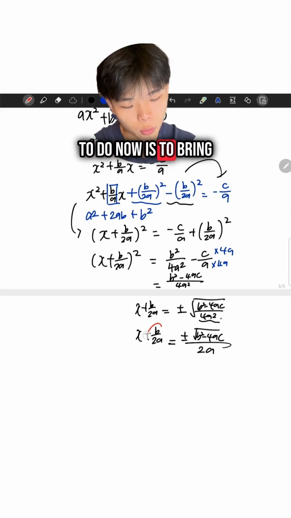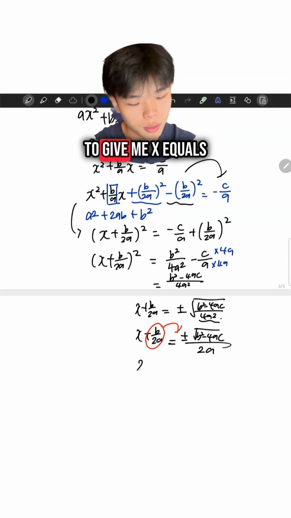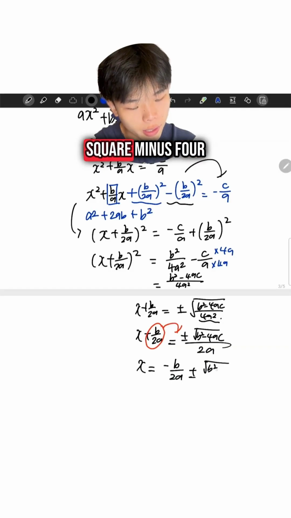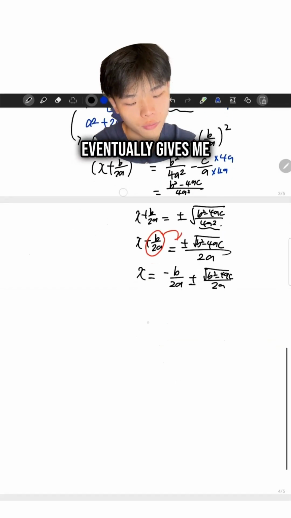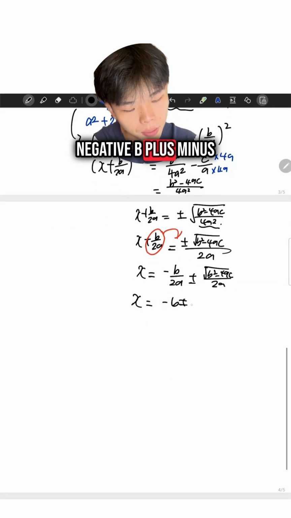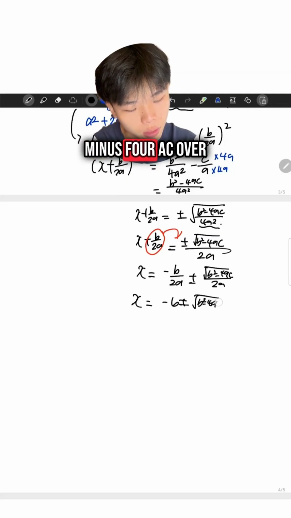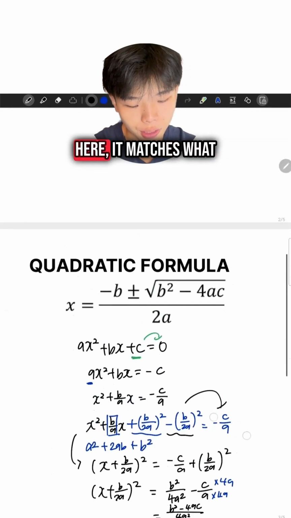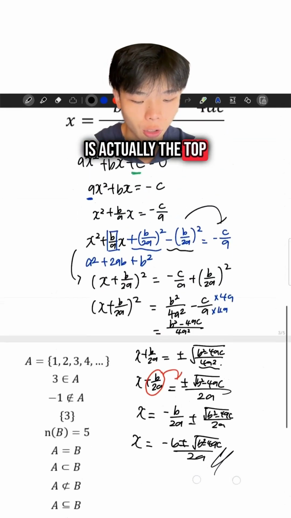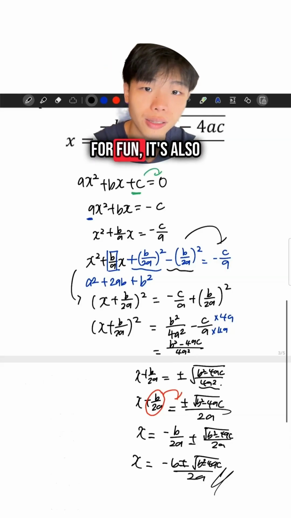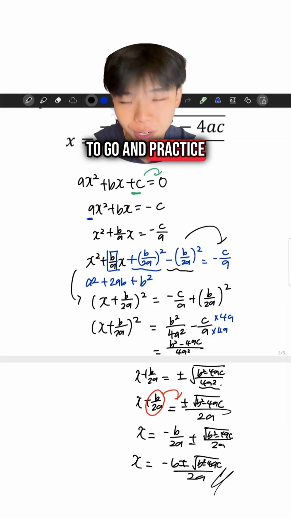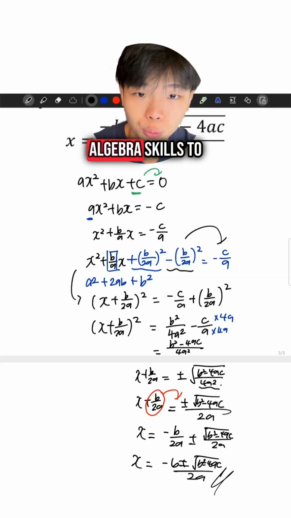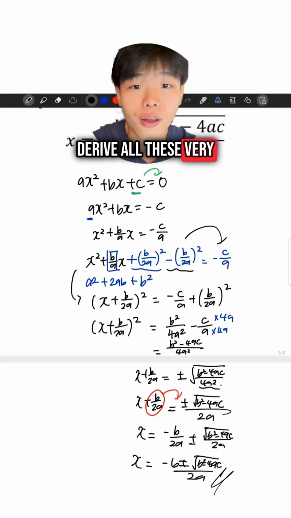And all I need to do now is to bring this to the right hand side to give me x equals to negative b over 2a plus minus square root of b squared minus 4ac over 2a, which eventually gives me negative b plus minus square root b squared minus 4ac over 2a, and that's how the quadratic formula is being derived. As you can see over here, it matches what we have, and this is actually the thought process behind it. So, you know, for fun, it's also beneficial for you to go and practice deriving these type of formulas because it really stretches how you use your algebra skills to derive all these very amazing formulas.